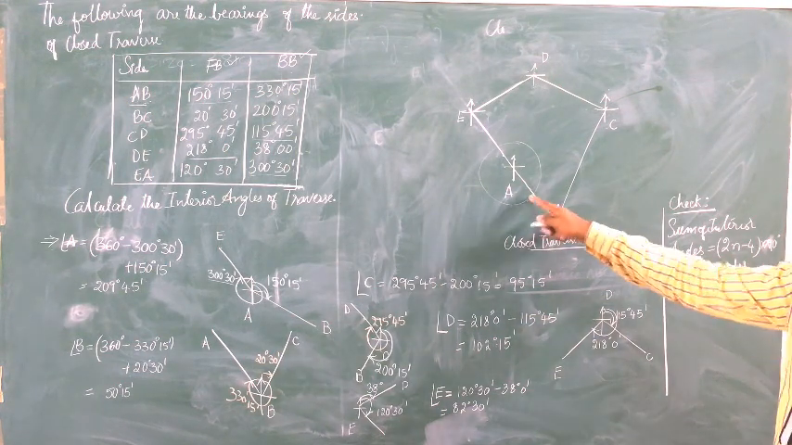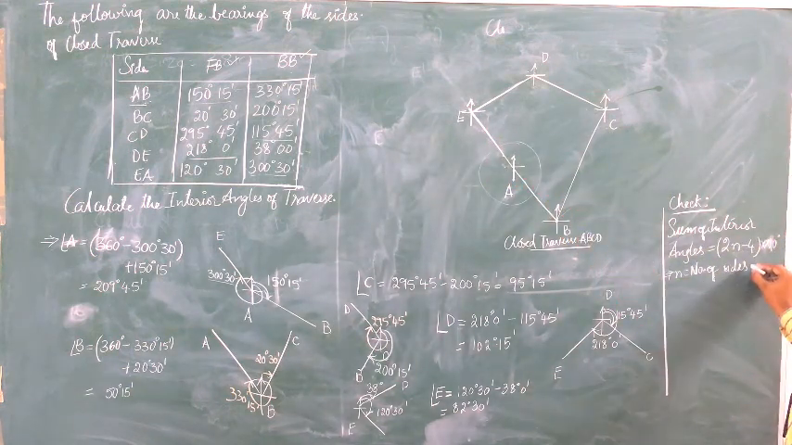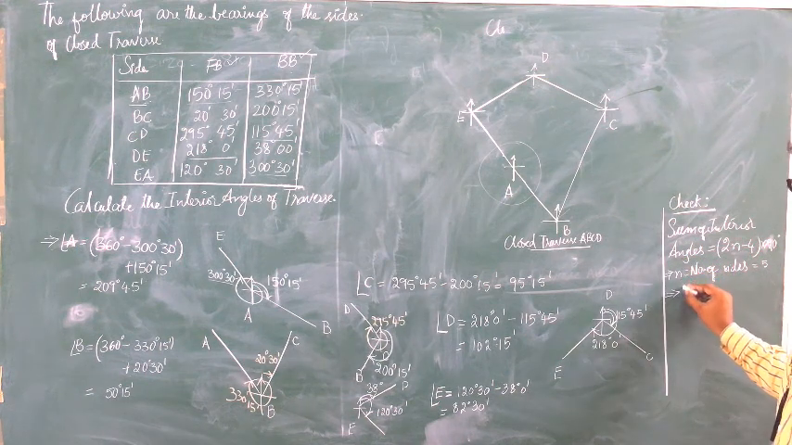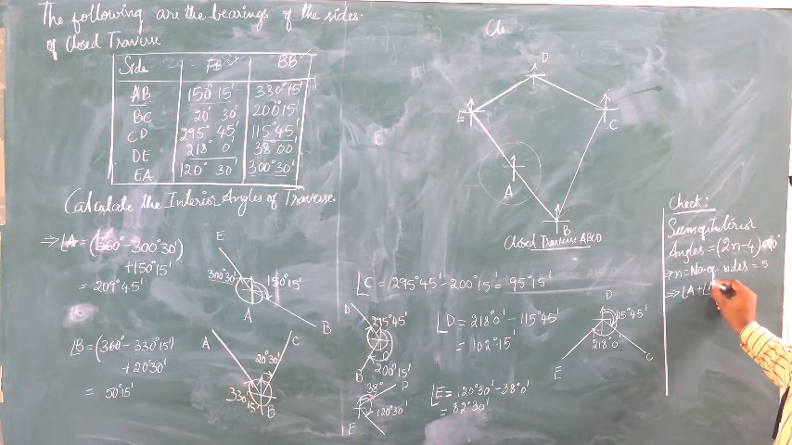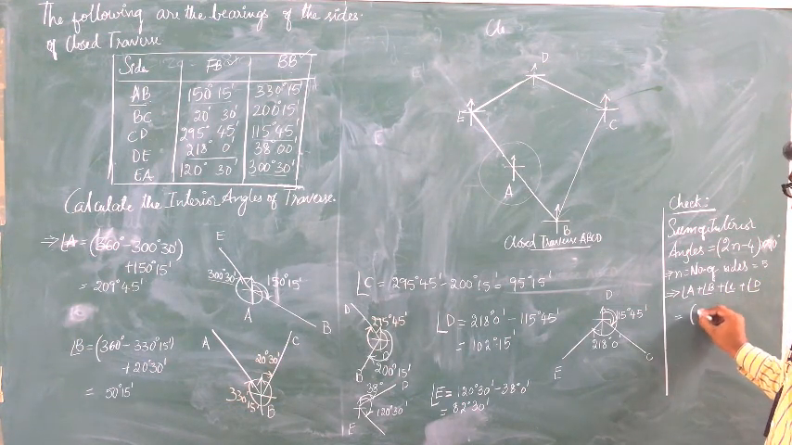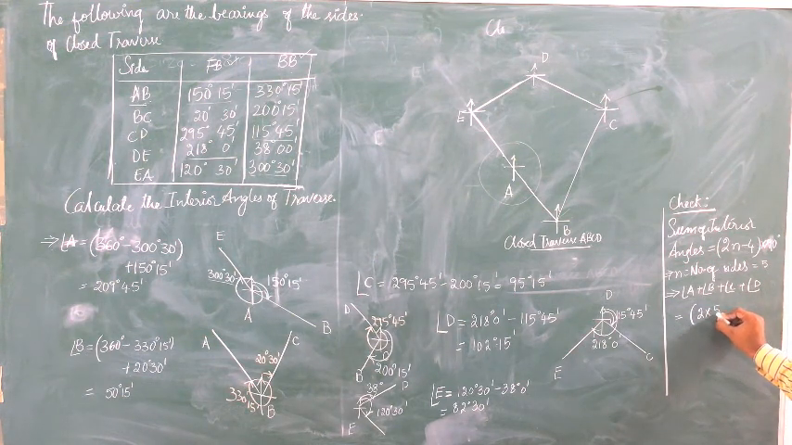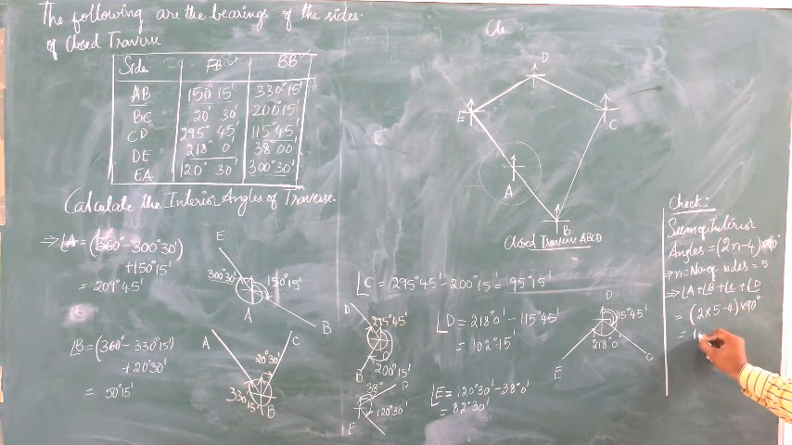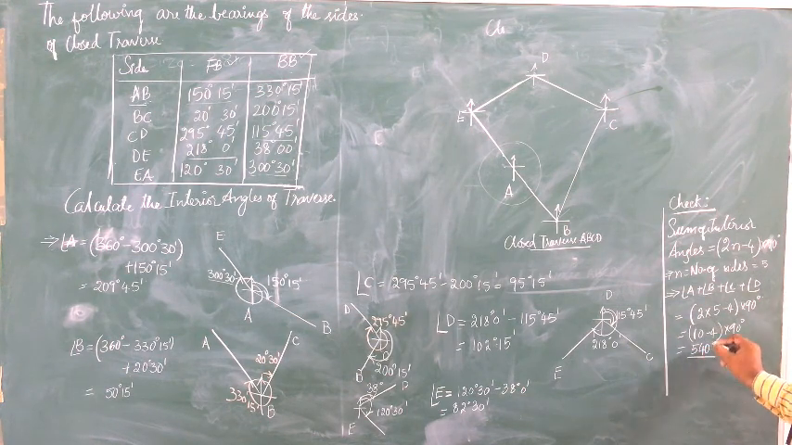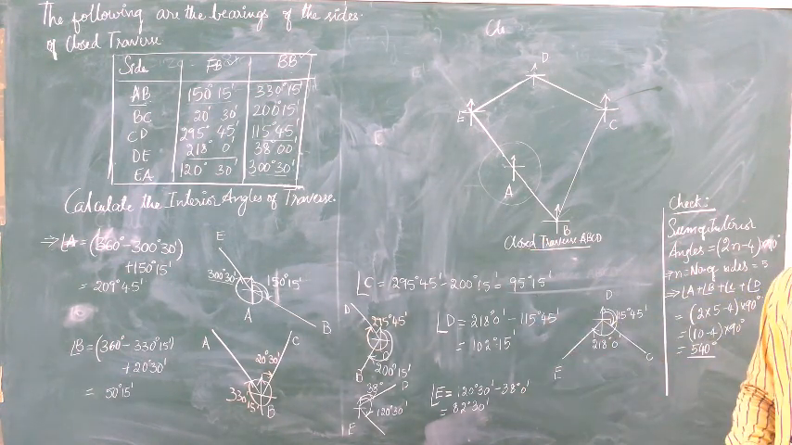In our case, we have 1, 2, 3, 4 and 5. So this is 5. So what you need to do is sum of interior angles, which means angle A plus angle B plus angle C plus angle D plus angle E should be equal to (2 into 5 sides minus 4) into 90. So 10 minus 4 is 6 into 90. Check whether our values are correct or not.